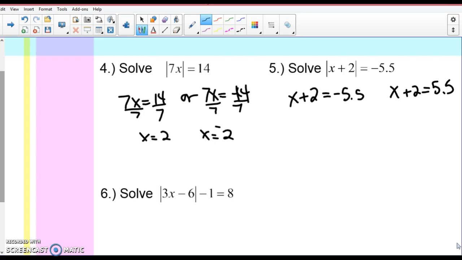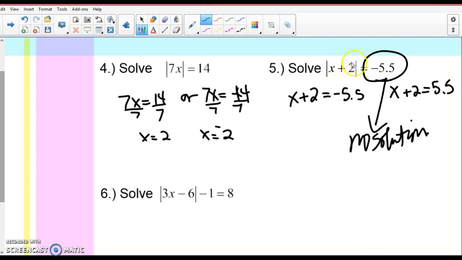What's the solution to this? There is no solution. Because no matter what you put in here, the absolute value of that is not going to be negative 5.5. I don't even need to try and solve it. Because an absolute value cannot be negative. All right, let's look at 6.